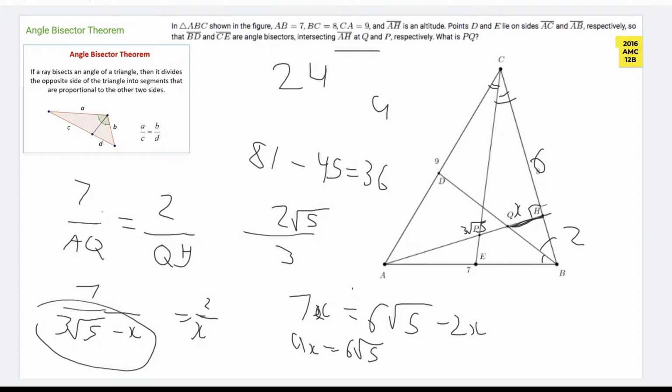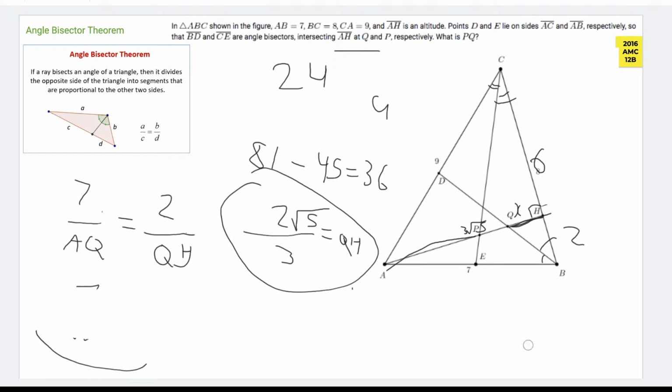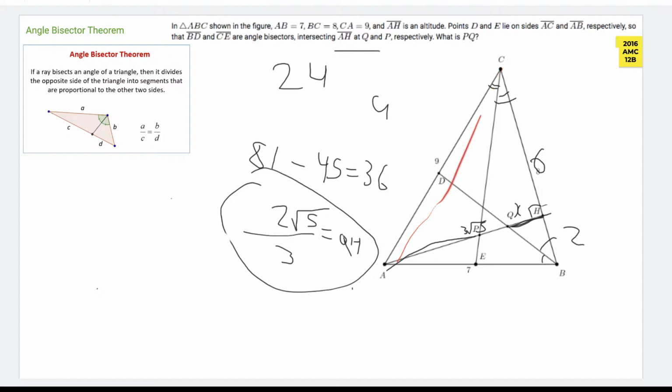And now let's try finding the length of AP. So let me circle this as equals to QH, and let me remove my work here so we can try to find the other length. Okay, so now we're going to see that this length over here, I'll highlight it, this length over this length equals this length over this length, because these two angles are the same because of the angle bisector theorem.